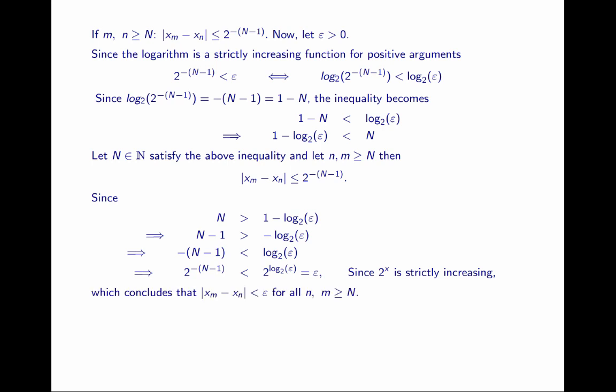Which concludes that the absolute value of xm minus xn is less than epsilon, because their difference is less than 2 to the negative n minus 1, and 2 to the negative n minus 1 is less than epsilon. So long as little n and little m are greater than or equal to big N, which exist, right? A natural number exists that satisfies this. So we're done. We've just proven that the sequence must be Cauchy.